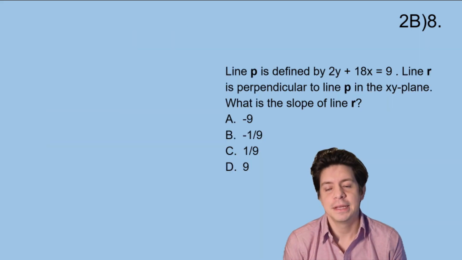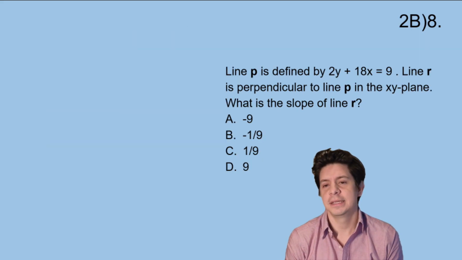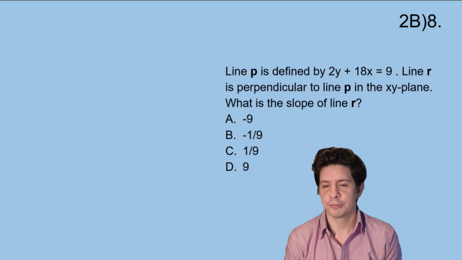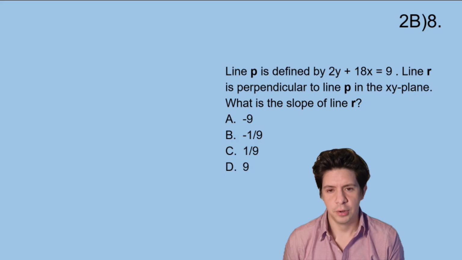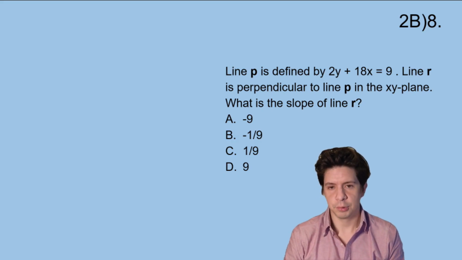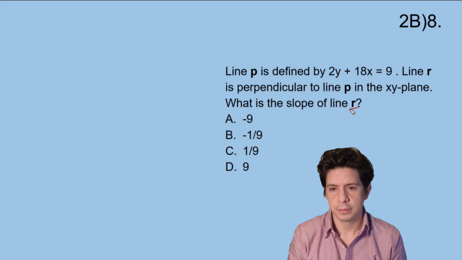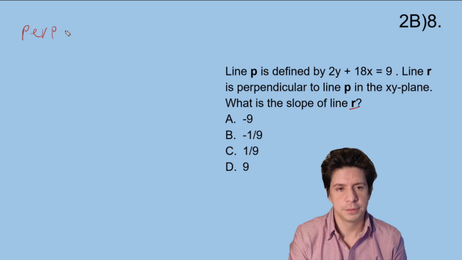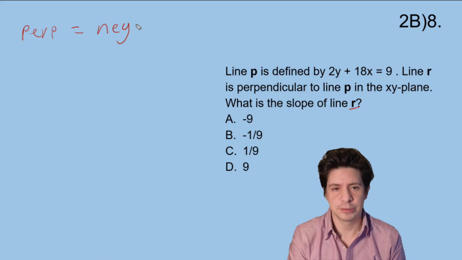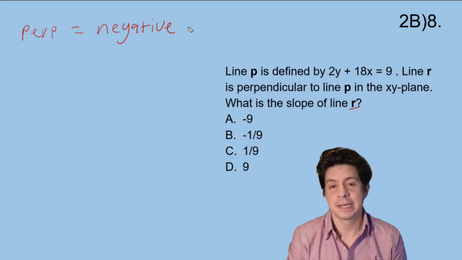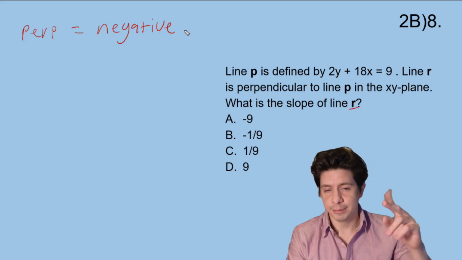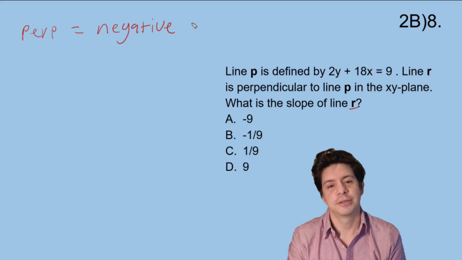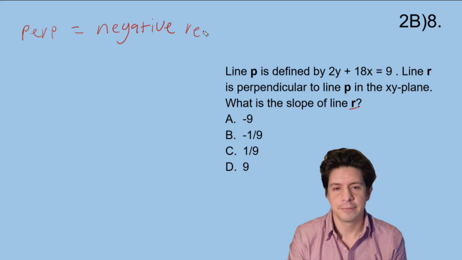Okay. So line P is defined by 2y plus 18x equals 9. Line R is perpendicular to line P in the xy plane. What is the slope of line R? So we're looking for line R, right? And we want to remember perpendicular lines are negative reciprocals. So perp equals negative reciprocal. And what does that mean? That means you flip the fraction, that's the reciprocal part, and you flip the sign, that's the negative part. So if your slope is -2, for the perpendicular slope you flip the fraction, so it becomes a half, and you flip the sign, so it becomes positive 1/2. Negative reciprocals, right?